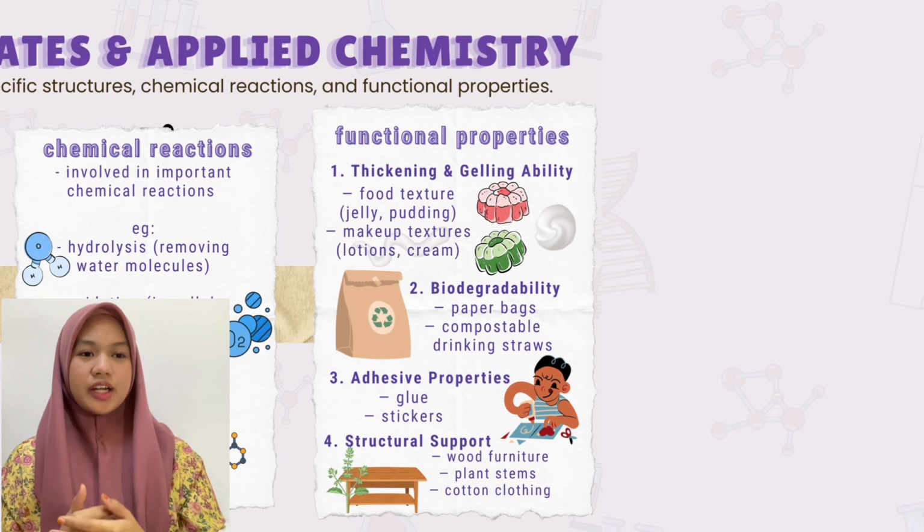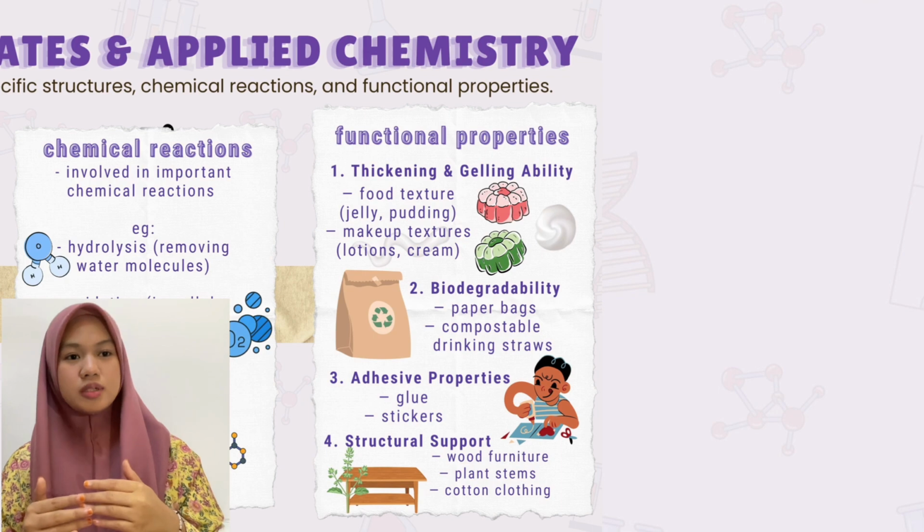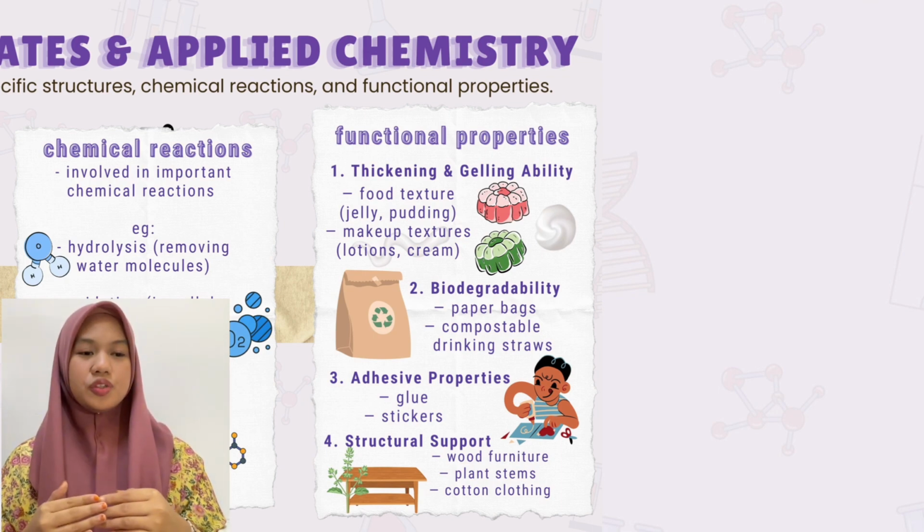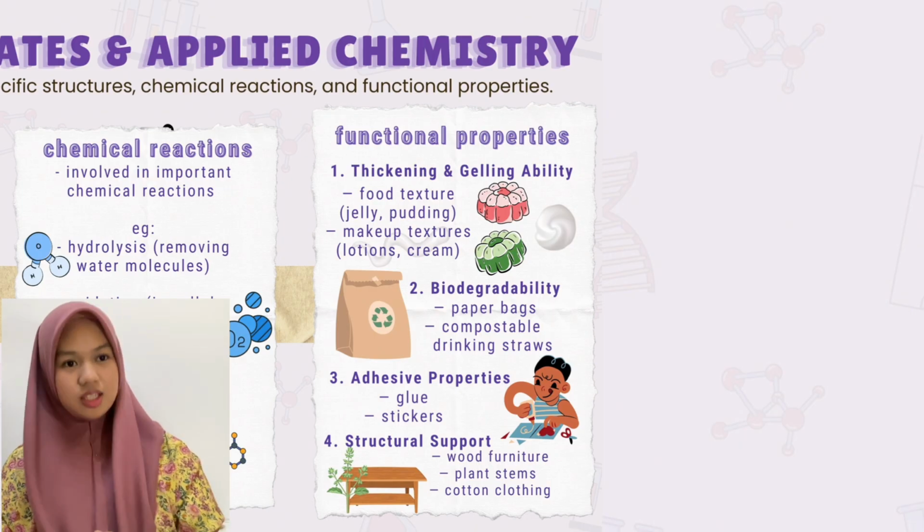And the last one is structural support. Some carbohydrates include hydrogen bonds that are strong enough between their chains to create rigid and stable fibers. Because of this, we can create wood furniture and even coated clothing to be used in our daily life.